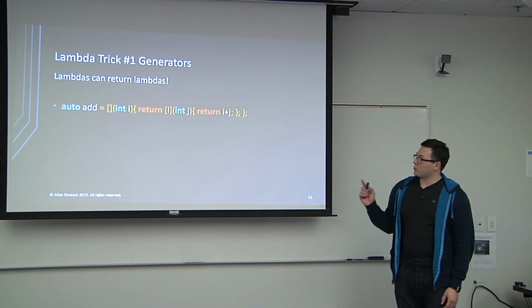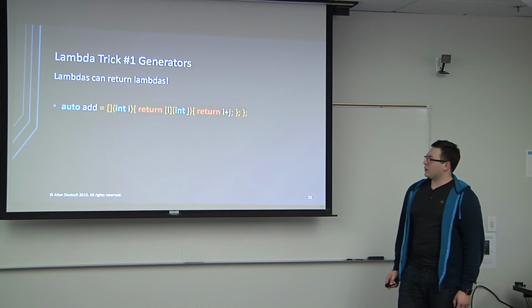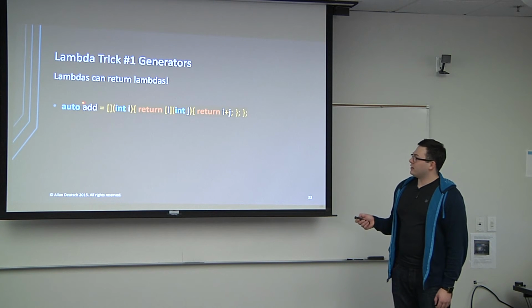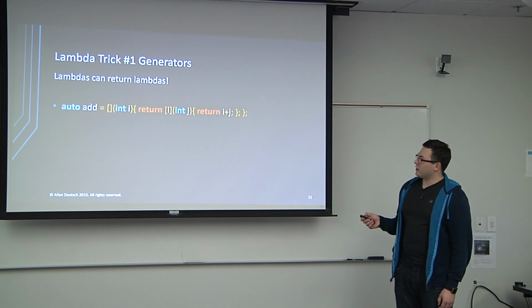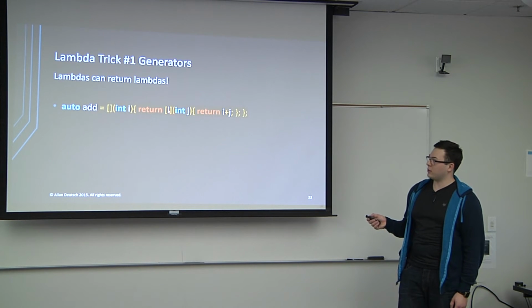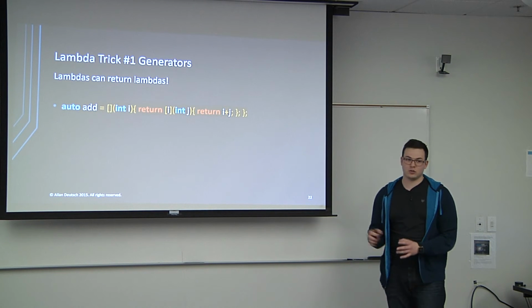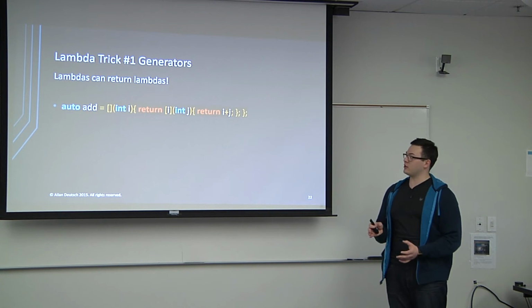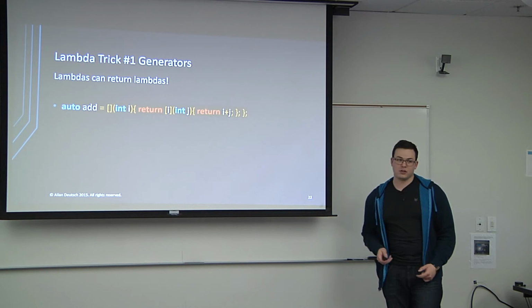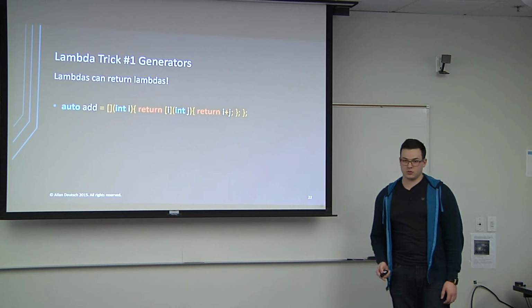They can also return other lambdas, though, which is pretty neat. So you can have a function object. Here we have add. And then when you pass it an integer, it'll actually give you a lambda that captures i and then returns i plus j. So then it gives you another lambda that'll take another integer and then adds the two together. And obviously this is pretty trivial, but you can actually use that to do fairly neat things.